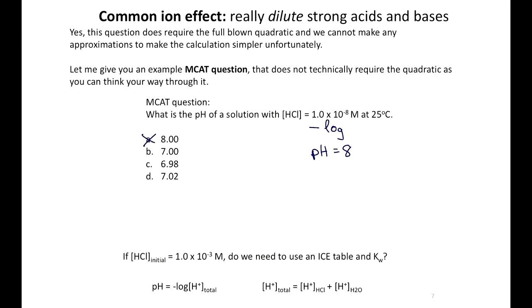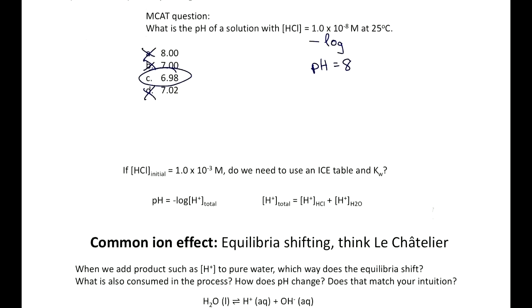Okay, what other values can we eliminate off of this? 7, yeah, exactly 7. Why can we eliminate 7? It's not neutral. We put acid in it. It has to be acidic. And what else? 7.02. And so it has to be C. You put a tiny, tiny bit of acid in. It needs to be a little bit acidic. A little bit acidic. Okay, and so let's just kind of put it together.